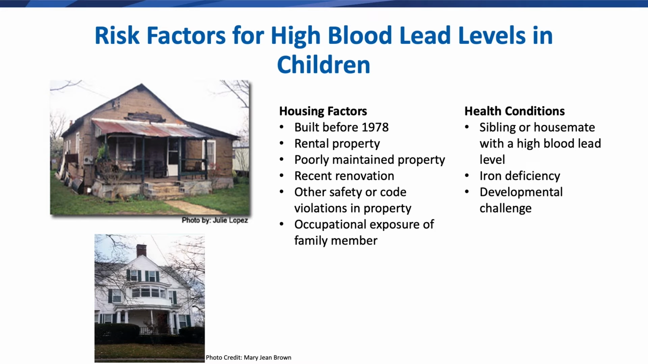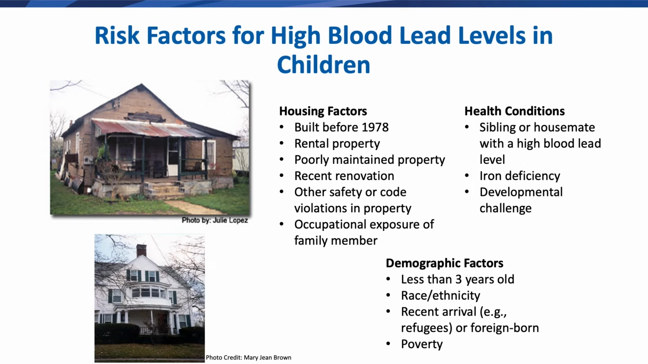So if the older brother has a high blood lead level, we need to test all the other children in the family. Iron deficiency causes children to absorb lead more efficiently, and children with developmental challenges tend to do more hand-to-mouth activities than children who are developing normally. So these health conditions mean that the child is at an increased risk in these households.